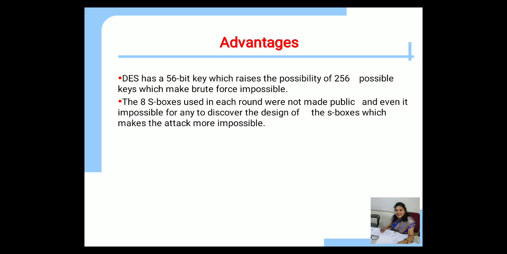What are the advantages? DES has a 56-bit key, which gives 2^56 possible keys, which makes brute force practically impossible. The 8 S boxes used in each round were not made public, and it was almost impossible for anyone to discover the design of the S boxes, which makes the attack more difficult.